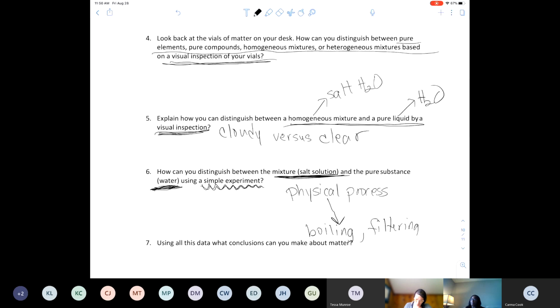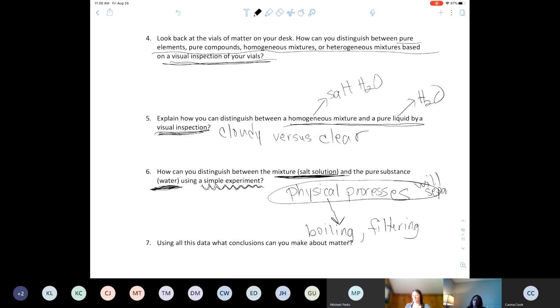If we use some filter paper, if there was salt in the water, do you think the salt would flow through the filter paper, or would the salt get trapped in the filter paper? It'd get trapped if the pores were small enough. Right. And the water would pass on through. So you could separate the salt from the water by filtering, if there is salt in the water. Very good. So we would want to use some physical processes to determine whether or not we're dealing with a mixture.